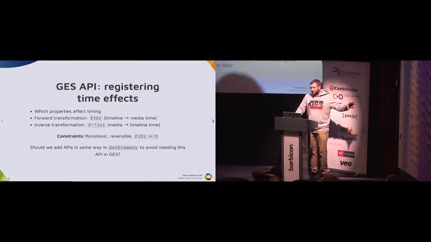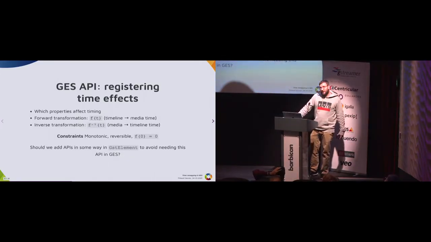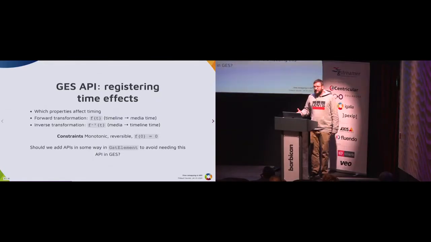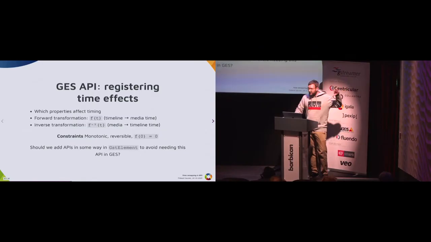The API is straightforward. The user registers which element properties affect timing and provides forward and inverse transformation functions. This is required so GES can know what actual media time corresponds to a given timeline time and ensure that clip in-points and duration properties are valid. So it ensures that the timeline is consistent and correct, and you won't try to read media that doesn't exist in the source files.